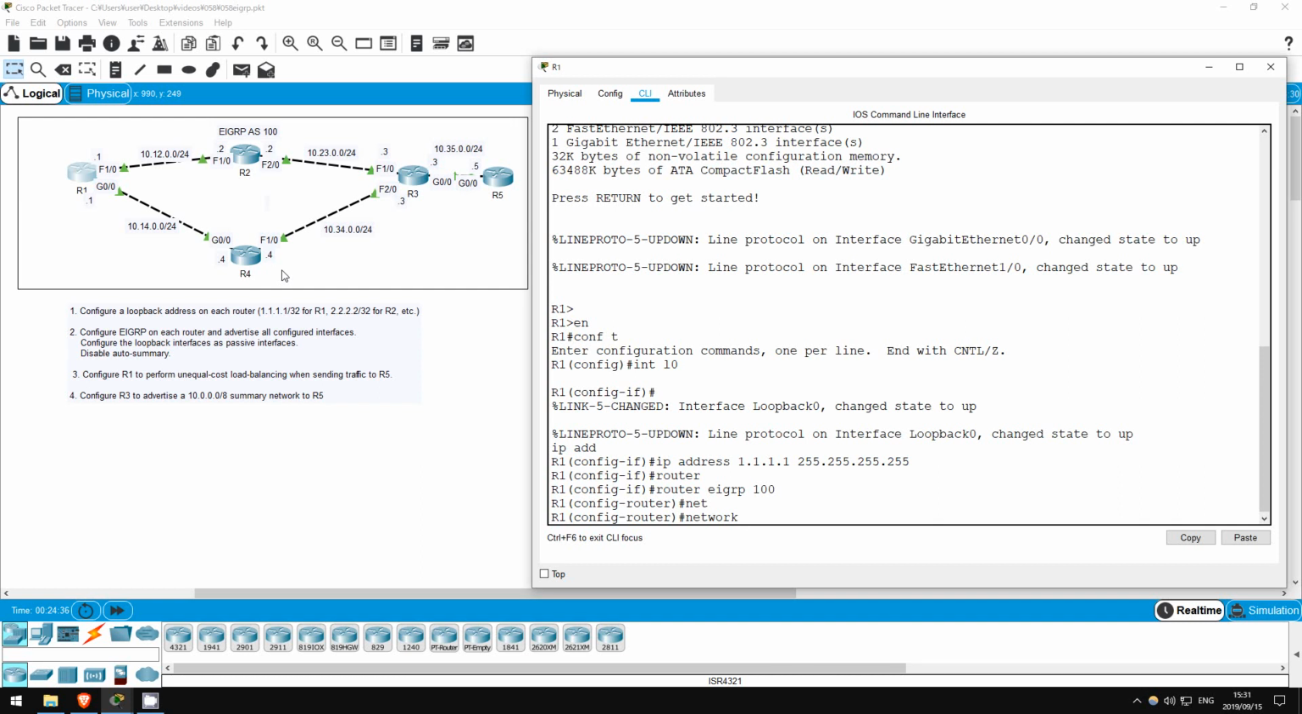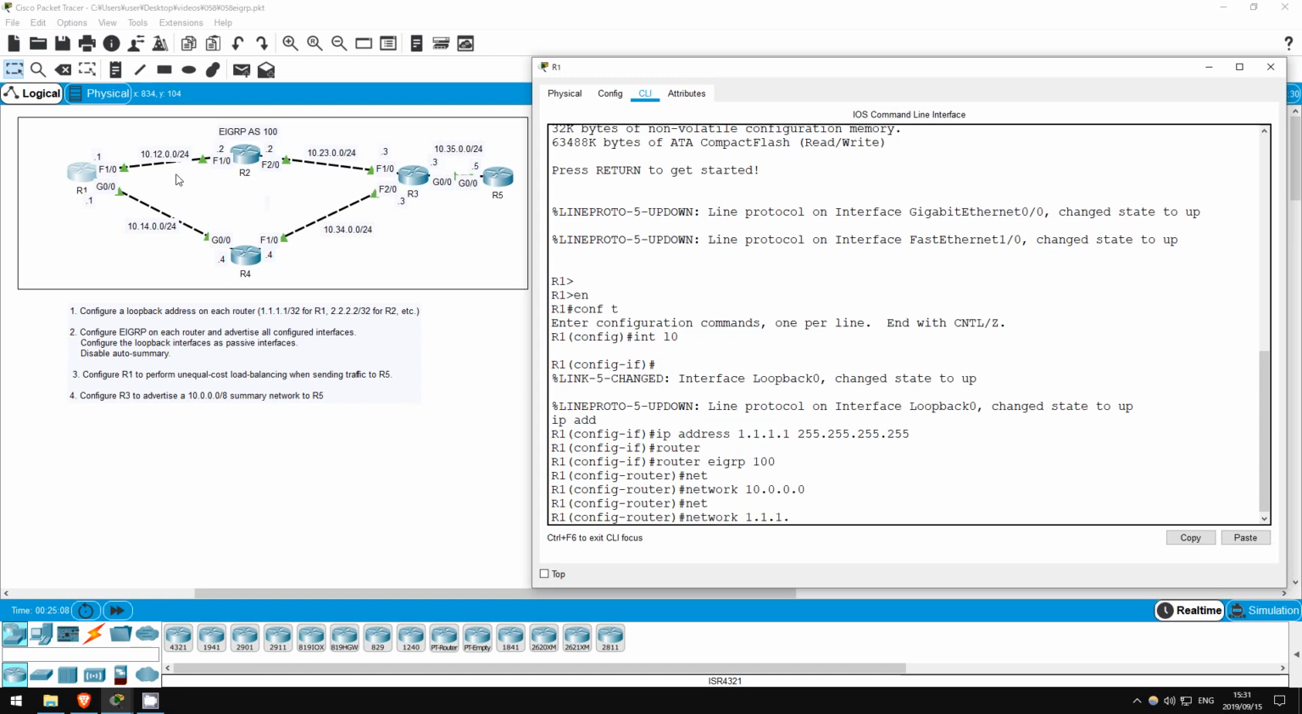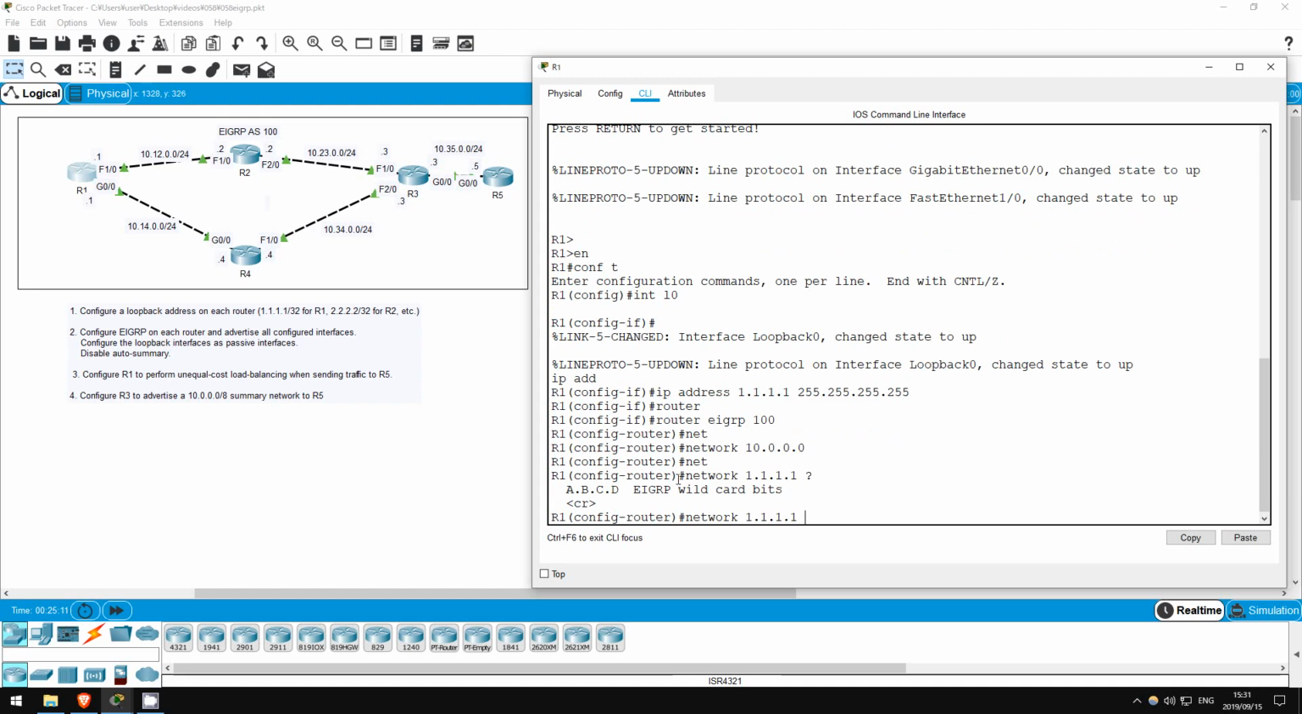Another feature of the EIGRP network command is that it defaults to classful network boundaries if you don't enter a mask. So for example, R1's G0/0 and F1/0 interfaces both fall within the class A 10.0.0.0/8 range. So I'll just type network 10.0.0.0 and now EIGRP will be activated on both interfaces. Next, I'll just enable it on the loopback. Network 1.1.1.1, and this time let's enter the exact wildcard mask, 0.0.0.0.